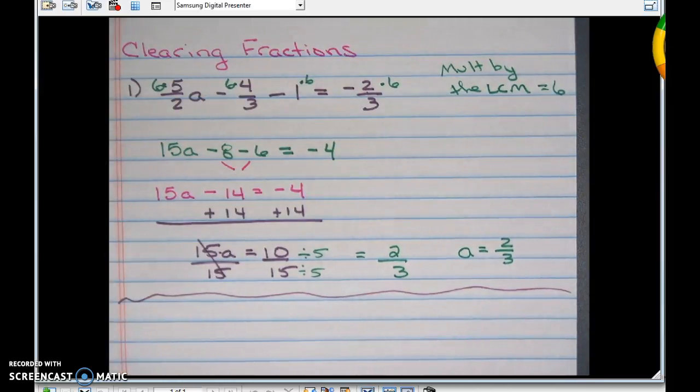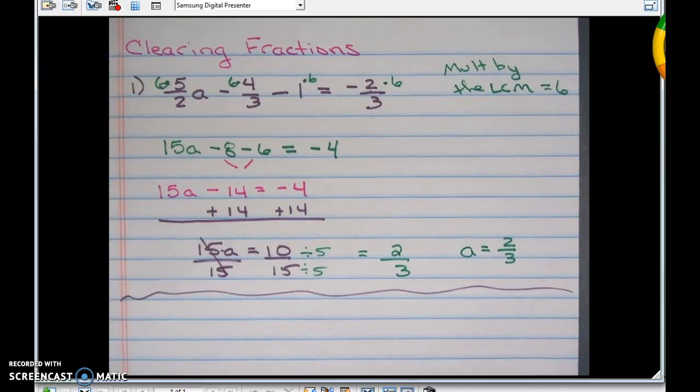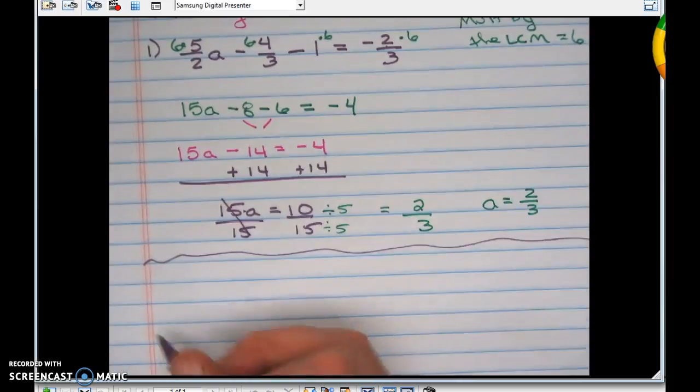All right, so there was number 1. You're going to notice a trick on these. They're almost all done exactly the same, but I wanted to work through a couple of them with you. And so let's look at number 2.